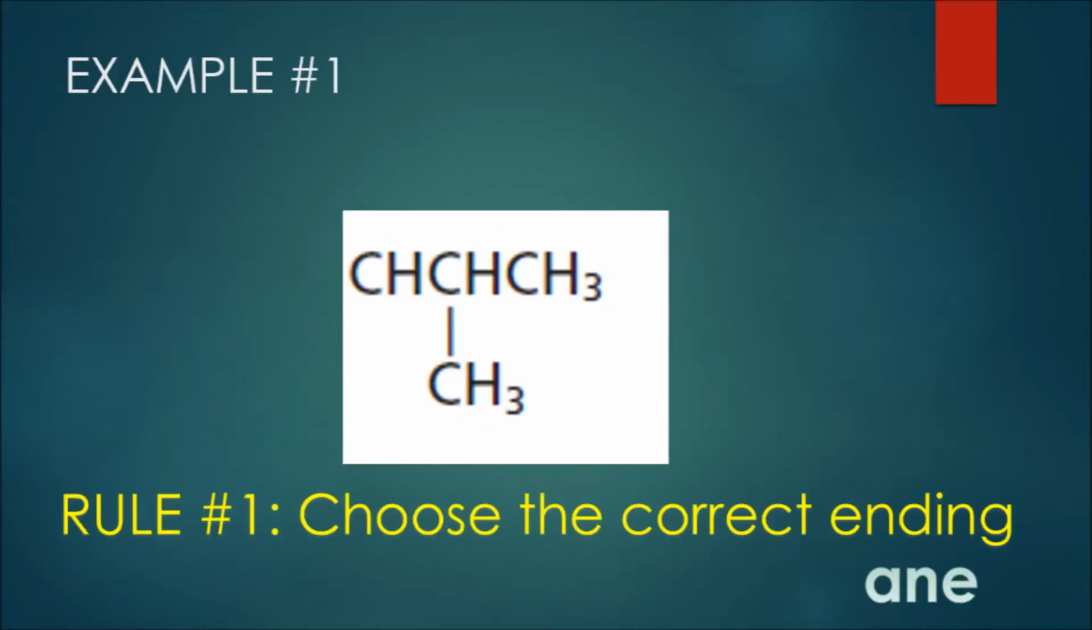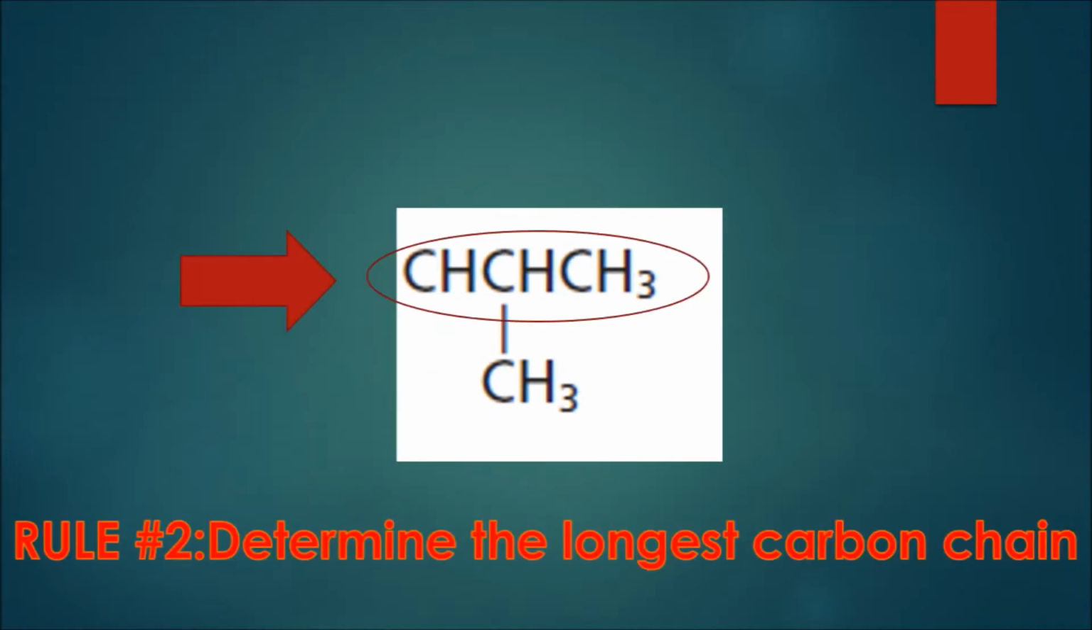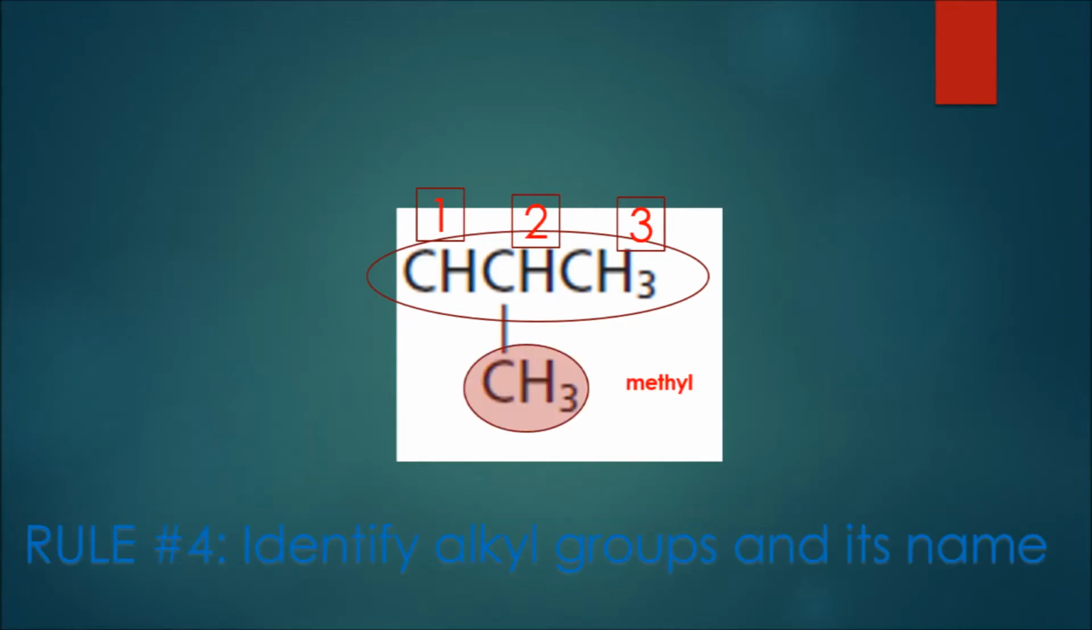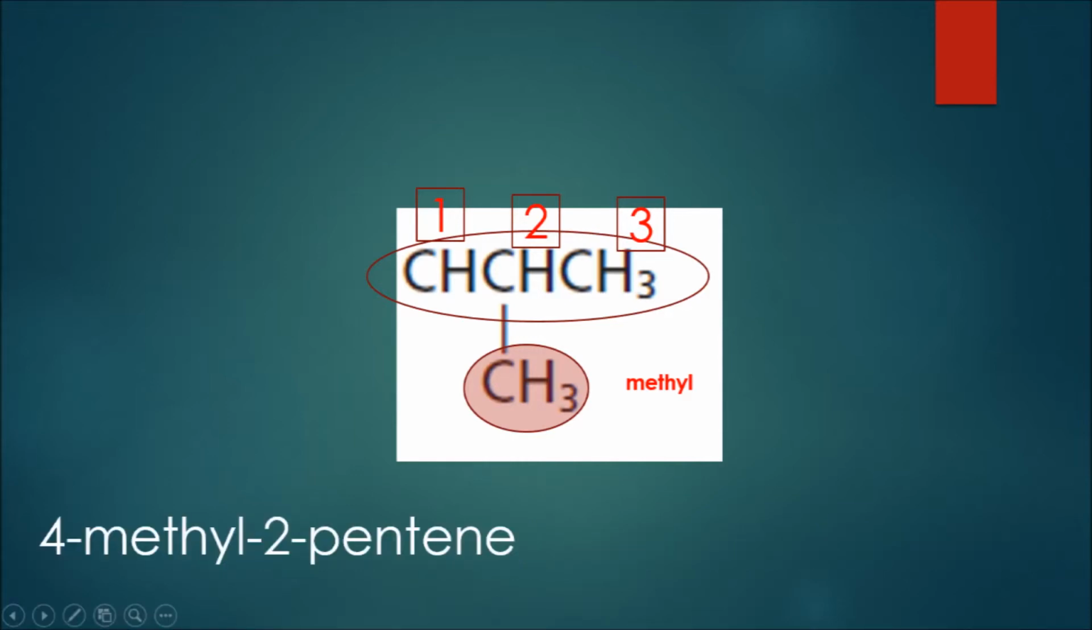Example number 1. The same rules. Rule number 1. Choose the correct ending, ane. Rule number 2. Determine the longest carbon chain. Rule number 3. Assign numbers to each carbon. Rule number 4. Identify alkyl groups and their names. Finally, we have the name 4-methyl-2-pentane.